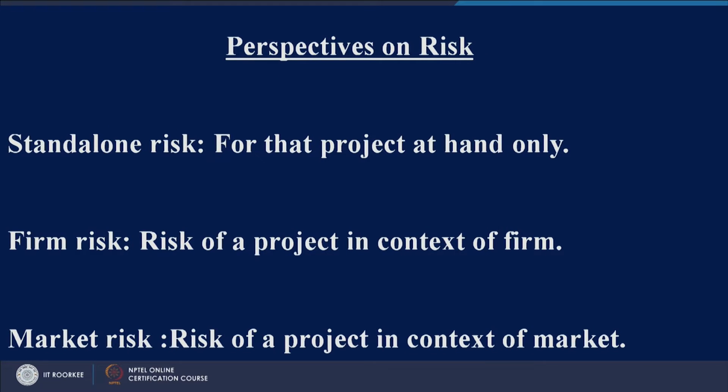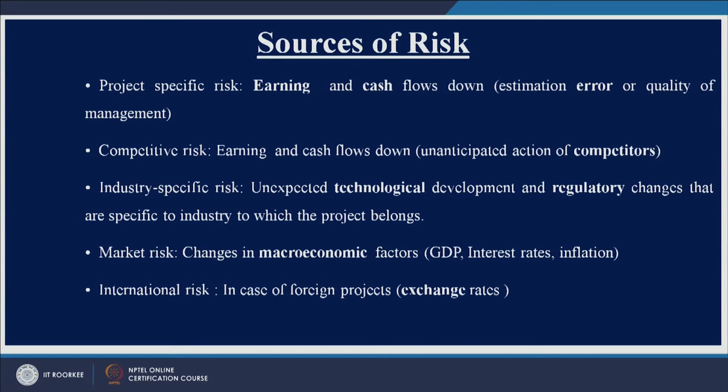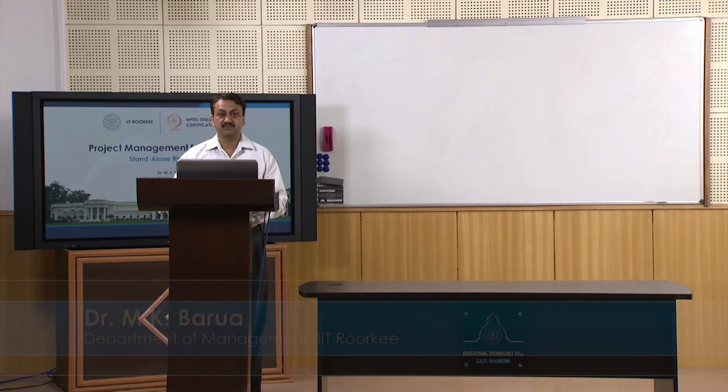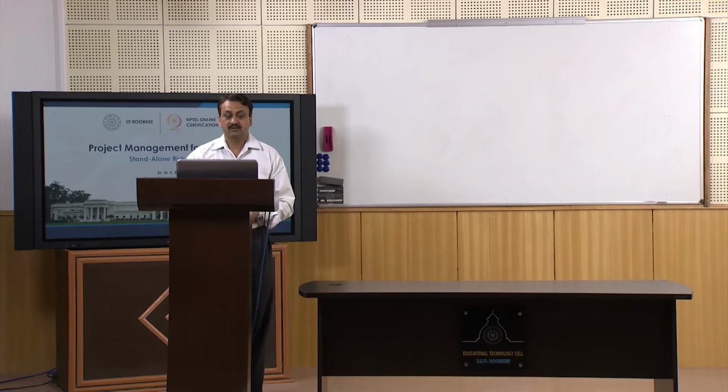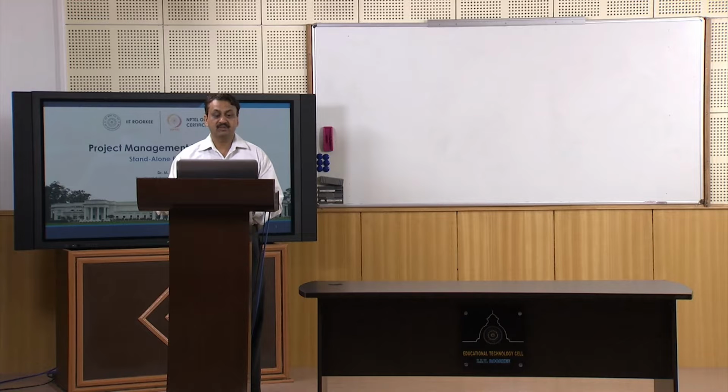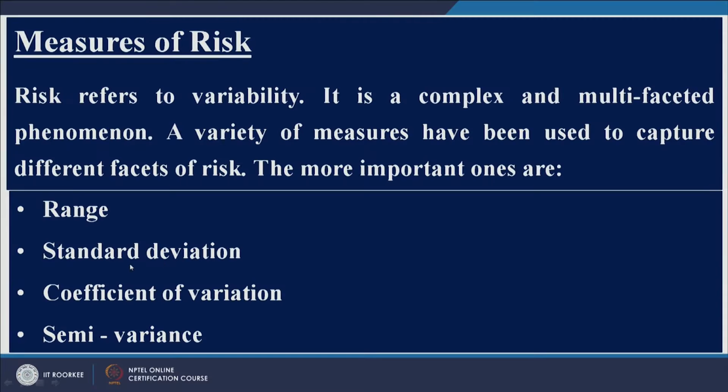In the previous class we have also seen a couple of sources of risk. Those are technical, competitive, industry specific, market and international risk, right. All these things we have discussed in the previous class. When we talked about measures of risk, we did discuss range, standard deviation, coefficient of variation and semi-variance.